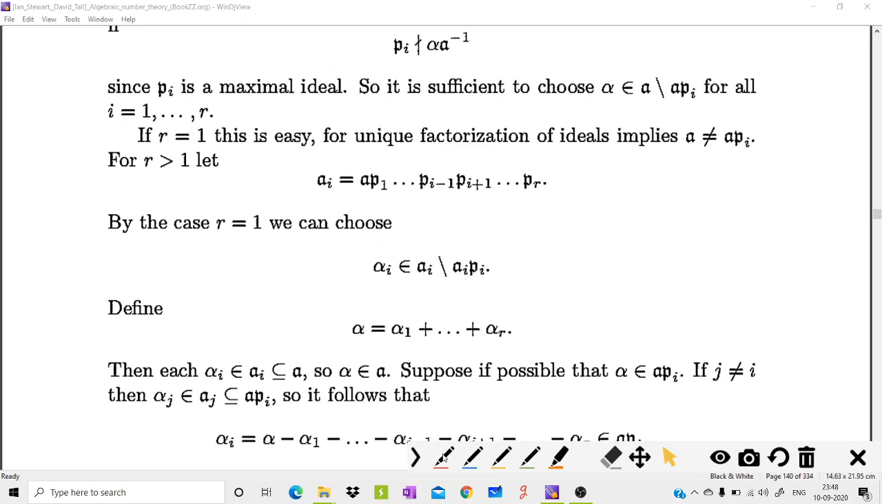So it is sufficient to choose an alpha from A minus A P_i, this set minus, for all i equal to 1, 2, 3, etc., r. That is, whenever we choose an alpha from this, obviously this alpha will be an element of A, and alpha does not belong to A P_i. Okay, this implies alpha A inverse is not contained in P_i by multiplying with A inverse on both sides.